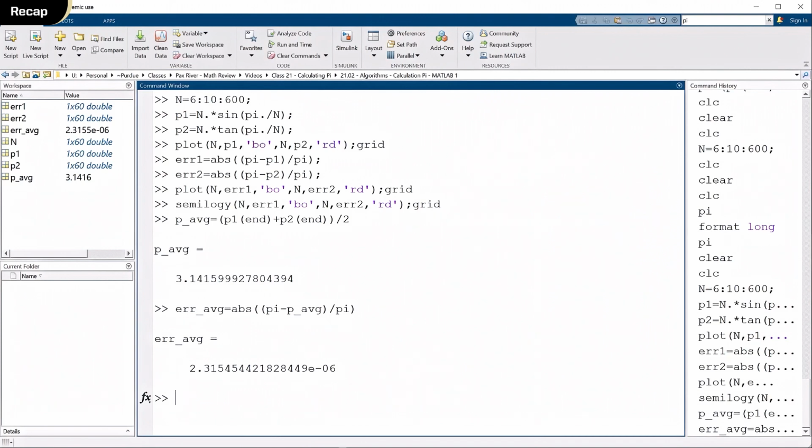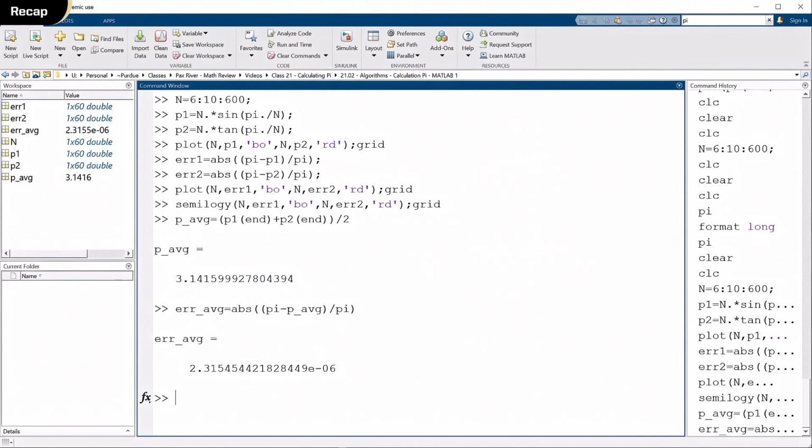So let's review why Archimedes' method is such a good algorithm to learn from. It's easy to describe. It's not terribly hard to implement. It converges to the right answer. And perhaps most importantly, it gives us a clear estimate of the error. We know that we have an upper and a lower bound, and we know that the correct value of pi lives between those. So that's pretty handy.